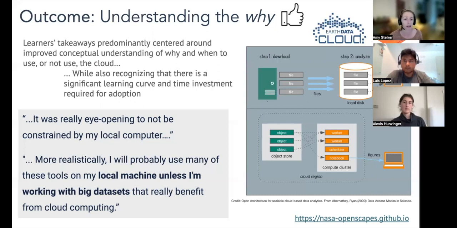So some other quotes here: it is really eye-opening to not be constrained by my local computer. This is a big paradigm shift as far as traditional download methods and relying solely on that computer for not only storage, but also compute. And then, more realistically, I'll probably use many of these tools on my local machine unless I'm working with big data sets. So again, understanding the why and when was really helpful, and a lot of our participants gained a lot of understanding there.